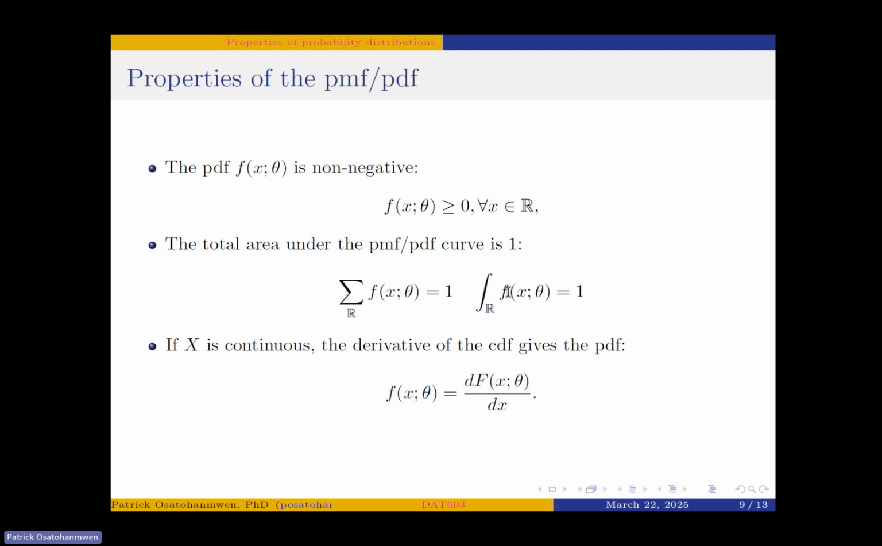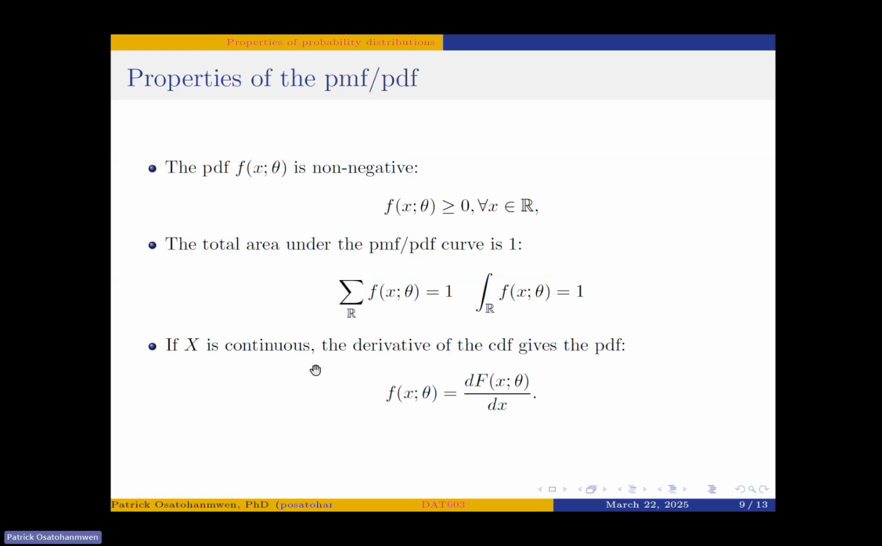Now, another property is that if X is continuous, the derivative of the CDF will give you the PDF. If X is a continuous random variable, when you differentiate the CDF, it will give you the PDF. Please don't forget this.